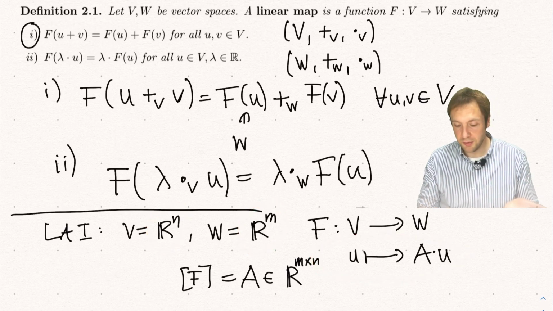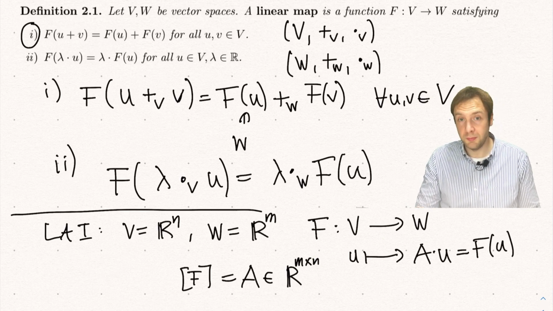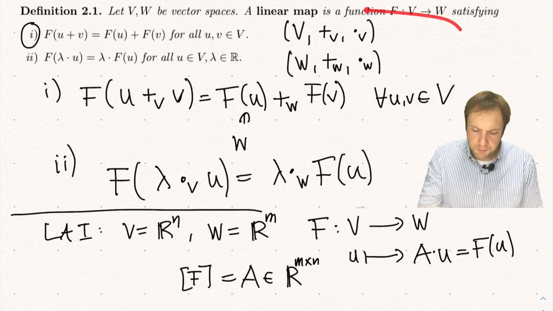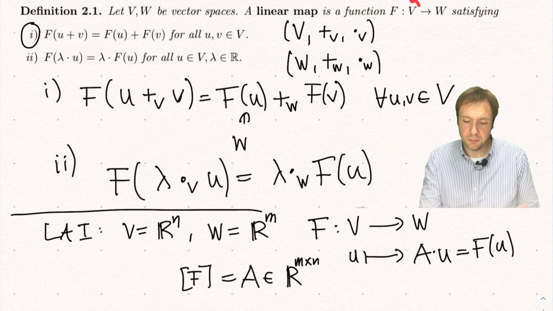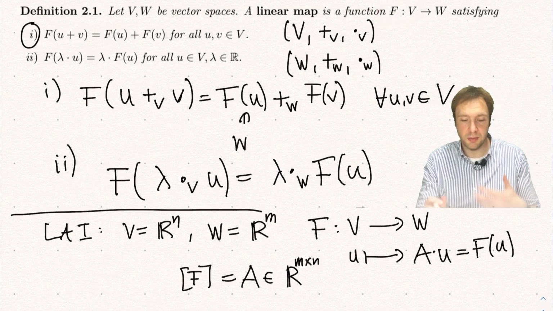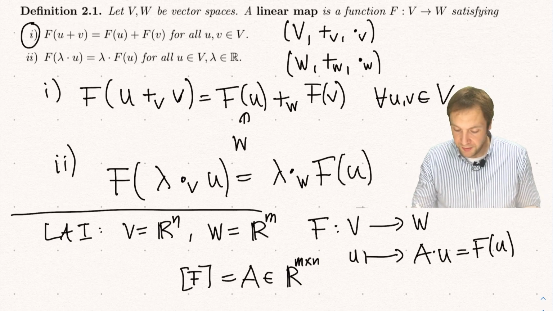We always find a matrix such that the f of u is just given by multiplying with some matrix A. But in this general setup, this doesn't make sense because these objects we are considering can be really arbitrary objects like polynomials or matrices or maps. And there this multiplication with the matrix doesn't make sense.